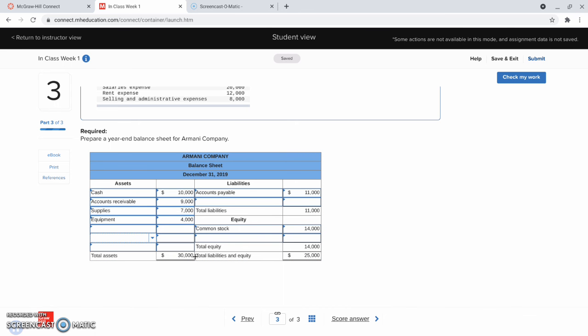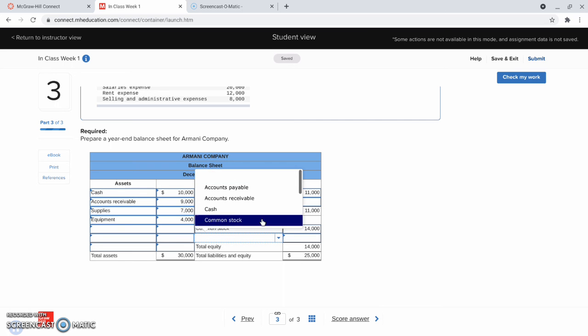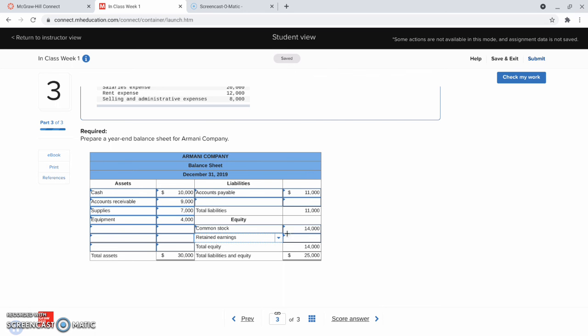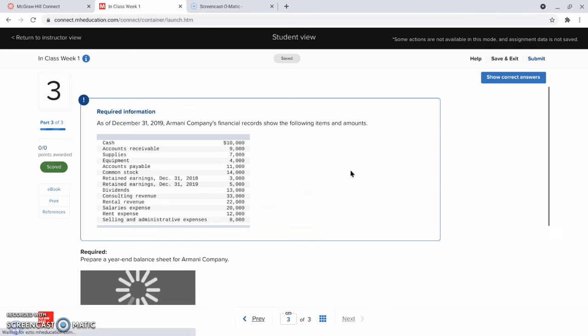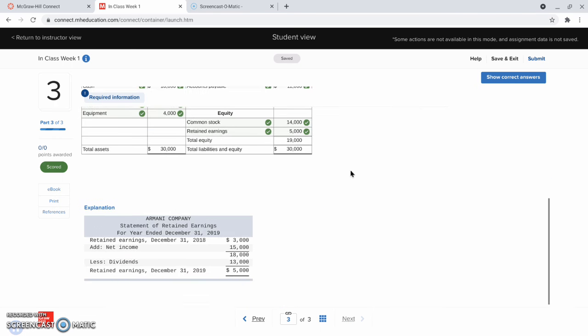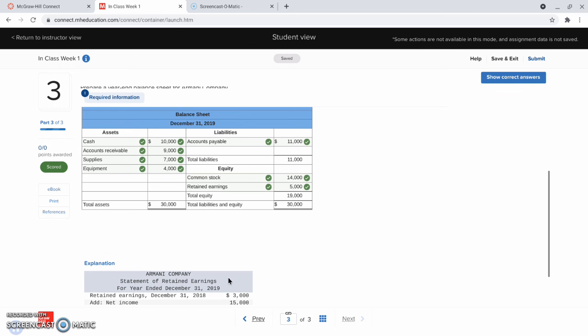Now remember, our liabilities and equity have to match our assets. Luckily, our retained earnings, we did good. Our retained earnings is $5,000. So our total liabilities and equity match our total assets. We did good. Great job, Accounting 104. Let's see all that green. Green is good. We have all green.